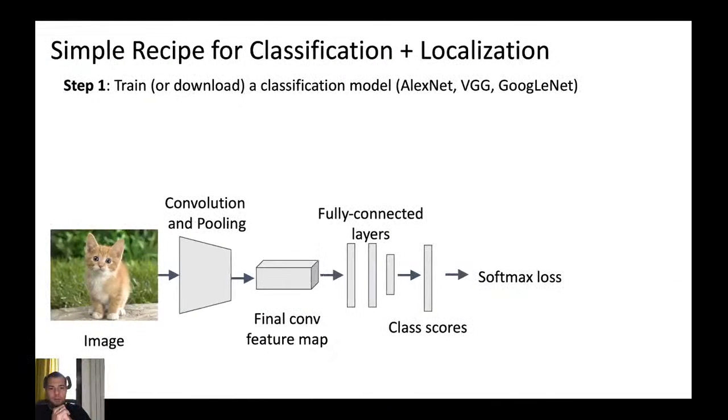Okay, so now we have a network that does classification, and we want to change this network to have the capability to do both classification and localization. So it also has to predict the bounding box for the objects in the input image. So the question is, how do we change this architecture in order to be able to do both localization and classification?